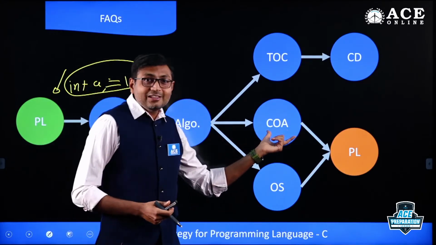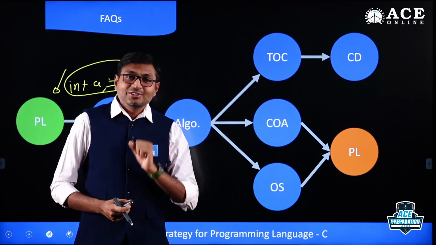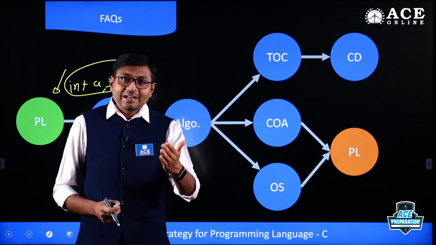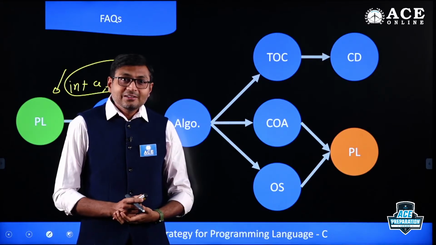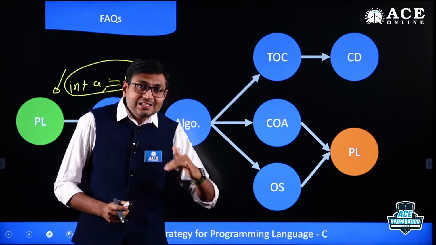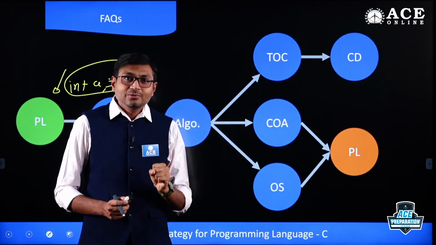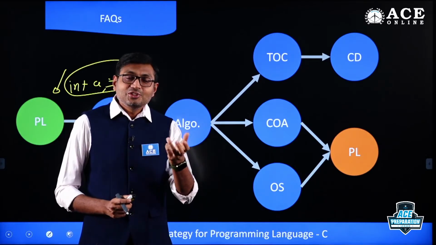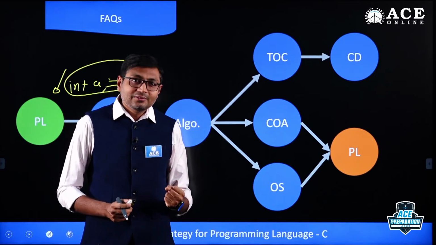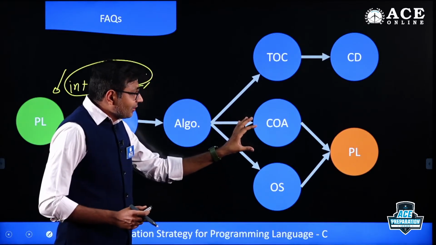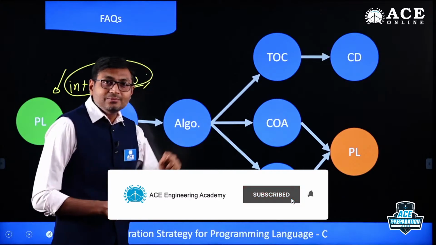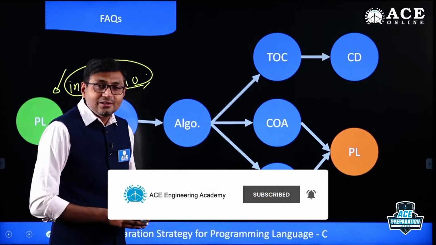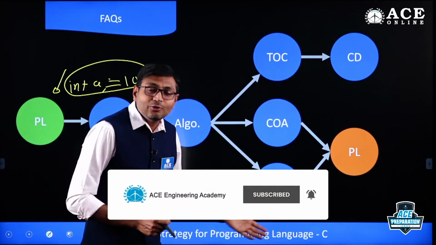Now in the COA you will learn the type of instructions, 0 address instruction, 1 address instruction, what happens when they are loaded in memory, what are the cycles of execution of the CPU, isn't it? Fetch, decode, execute, whatever. And who is going to control this is the operating system. Memory allocation is done by the operating system only for the program.